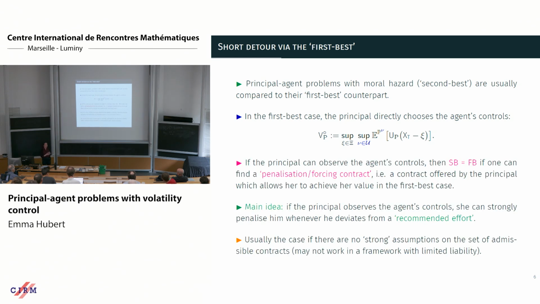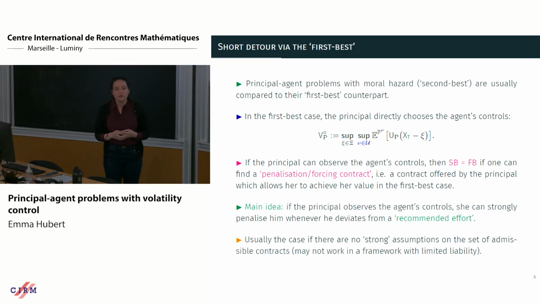Okay, and so the idea is that in some cases, the principal may be able to observe the effort of the agent, and then in that case, we may have equality in terms of value for the principal between the first best case and the second best case. Okay, and this would be the case if the principal can design some kind of penalization contract or forcing contract that would force the agent to do the appropriate effort. So basically, if the principal can observe the agent's controls, then it can penalize the agent strongly if the agent deviates from that control. Okay, and that's usually the case. So once again, if the principal can observe the control, then you may have this equality between second best and first best if you don't have any strong assumptions on the contract. So for example, if you don't need the contract to be positive, then you're allowed to penalize the agent strongly, for example.